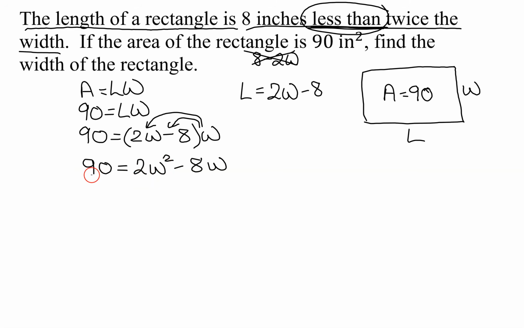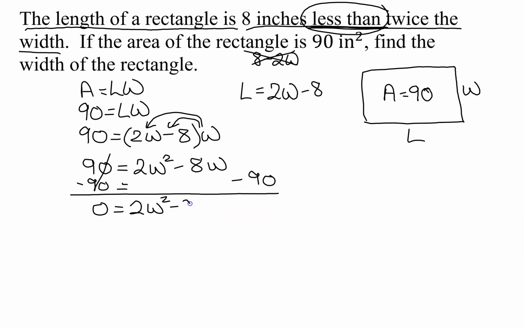So do I have 0 on this side? No. So that's the first thing I want to do is subtract 90 from both sides. So I get 0 equals 2W squared minus 8W minus 90. So now I have everything in descending order on the right-hand side, 0 on the left. I'm going to try and factor, and if it won't factor, I'll use the quadratic formula.